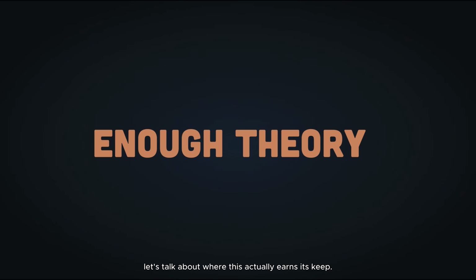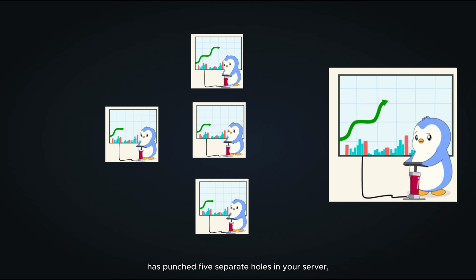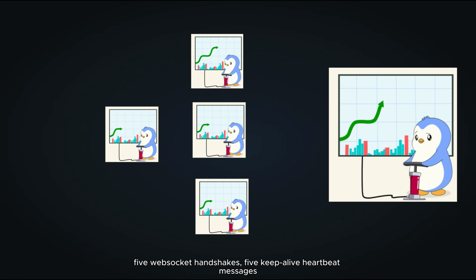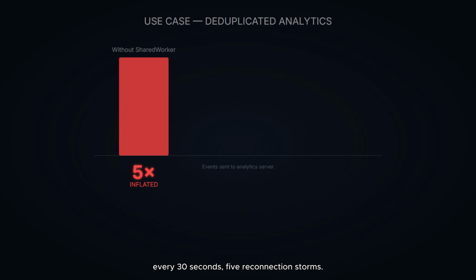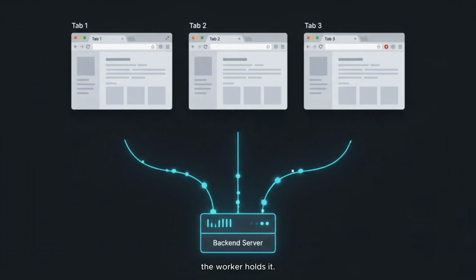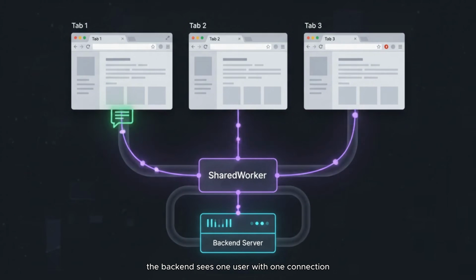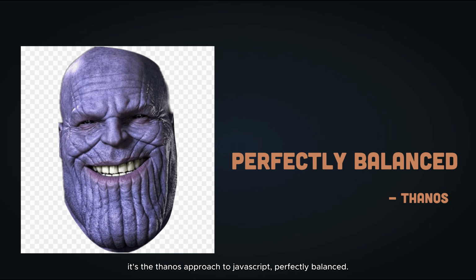Enough theory. Let's talk about where this actually earns its keep. Scenario, you're building something that updates every second. Without SharedWorker, a user with 5 tabs open has punched 5 separate holes in your server, 5 WebSocket handshakes, 5 keep-alive heartbeat messages every 30 seconds, 5 reconnection storms when the network hiccups. With SharedWorker, it's one connection. The worker holds it, all tabs tap into it, the backend sees one user with one connection, the way God intended. It's the Thanos approach to JavaScript, perfectly balanced.